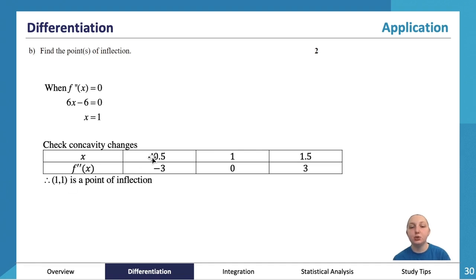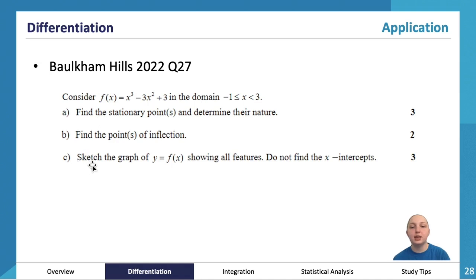Then we substitute each of these x points back into the second derivative because we're looking at concavity. We get negative 3, 0, 3. And because the concavity changes on either side of this point, we can therefore say we're going to have a point of inflection.